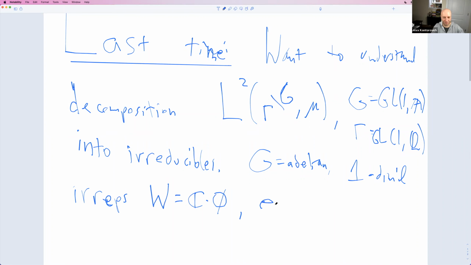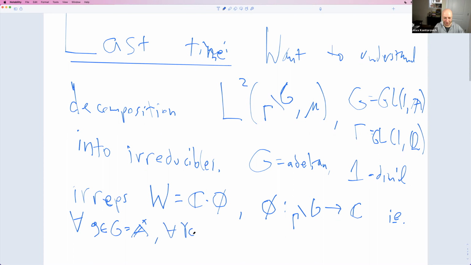Phi is a map from G to C, but it's really a map from G mod gamma to C, i.e. for all g in G, I remind you that this is just the Ideles, and for all gamma in gamma, gamma being the multiplicative rationals, phi of gamma g is just equal to phi of g. Okay, so that's the automorphy.